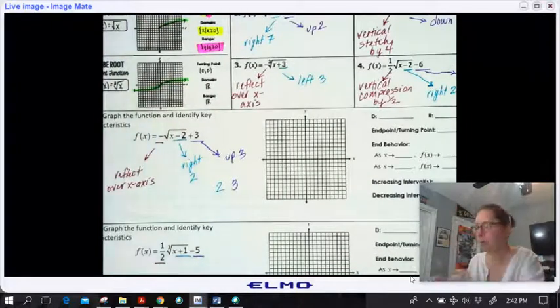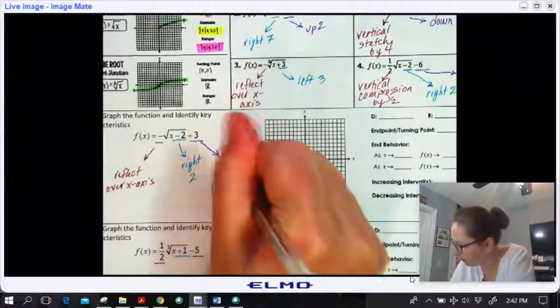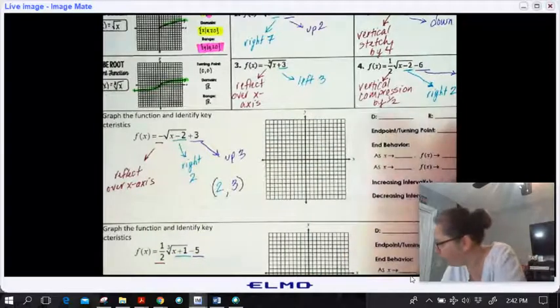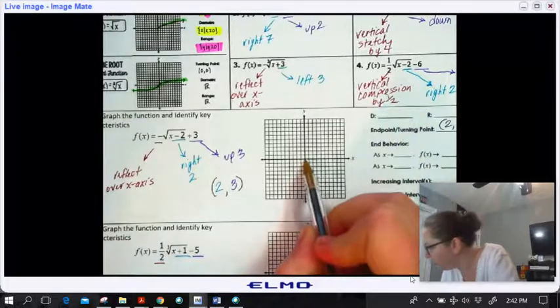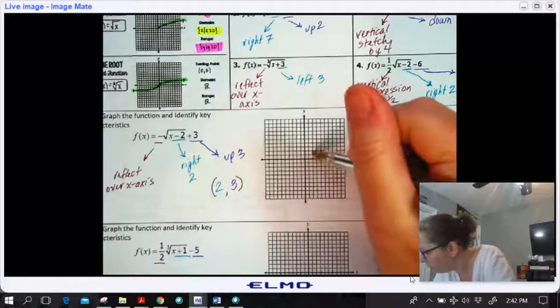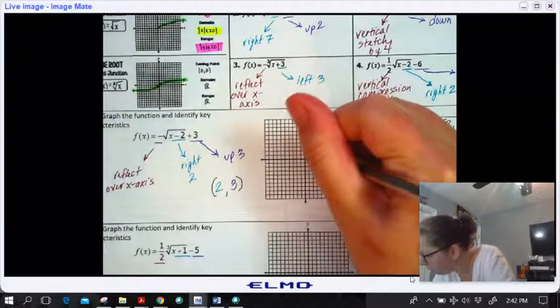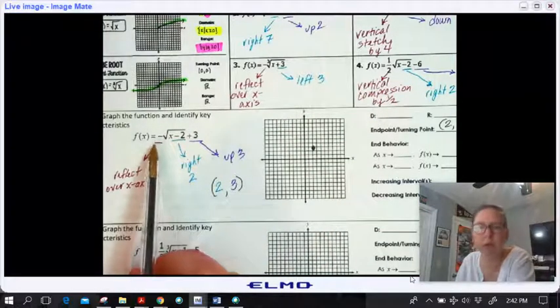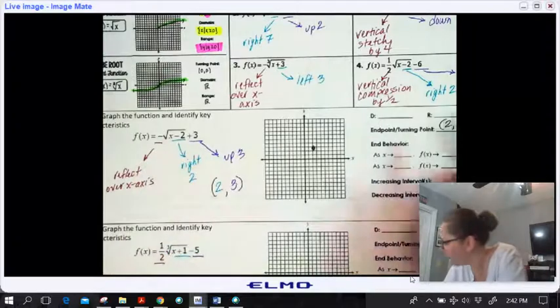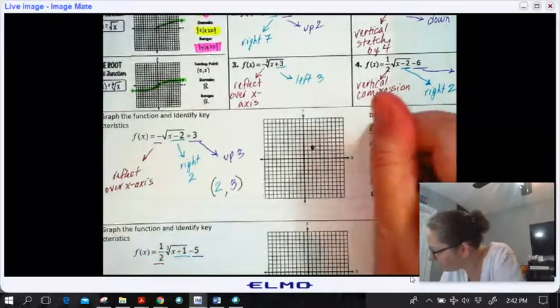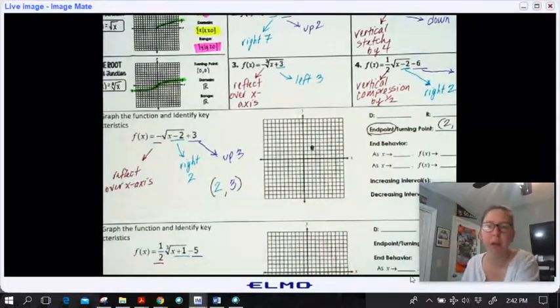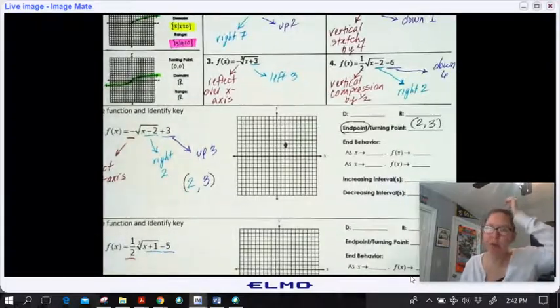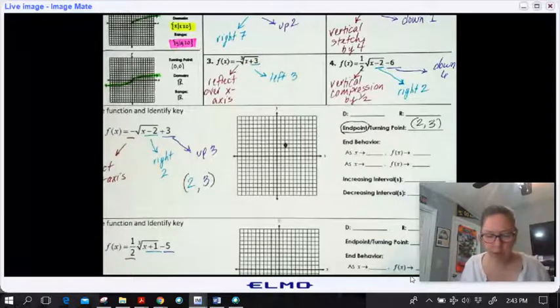And then I just wrap those up as an ordered pair. Okay, so my turning point is at (2, 3). So I'm going to go over 2, up 1, 2, 3. Now, because I am doing a square root function, this is going to be the end point. I use that end point to help me determine the domain and the range.